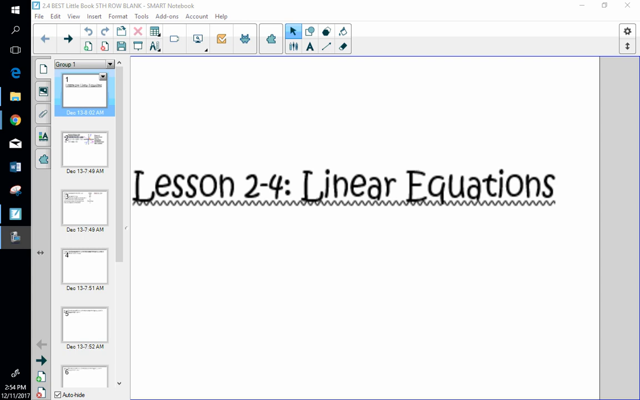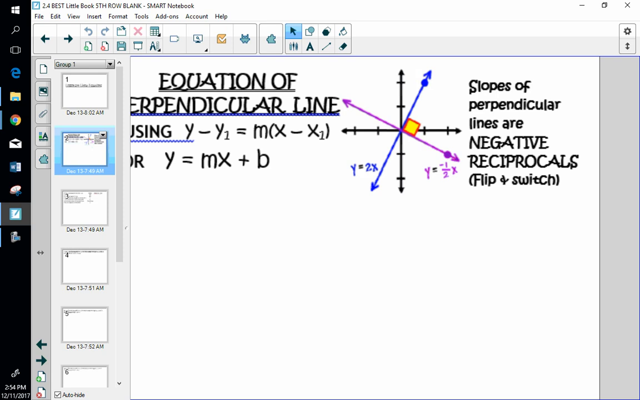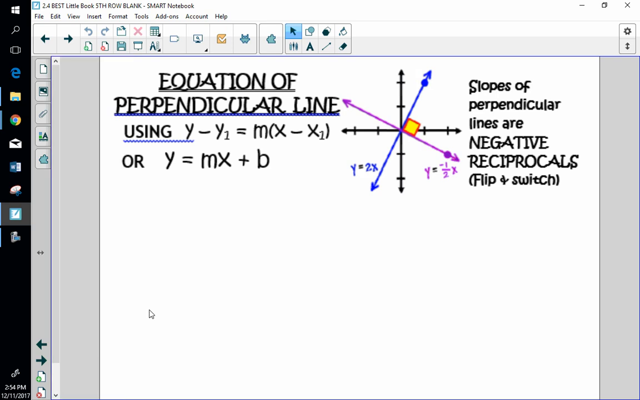Today we are going to talk about how to find the equation of a line that's perpendicular to another line. This is the last row of your little book. And again, you need to know how to do two things. You need to know how to use one of these formulas, the y minus y coordinate formula, or the y equals mx plus b. And the other thing you need to know is that the slopes of parallel or perpendicular lines are negative reciprocals of each other.